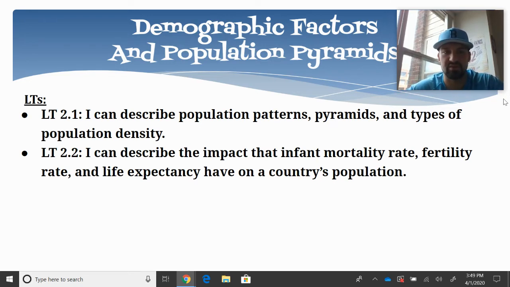All right, so the learning target for today is: I can describe the impact that infant mortality rate, fertility rate, and life expectancy have on a country's population.